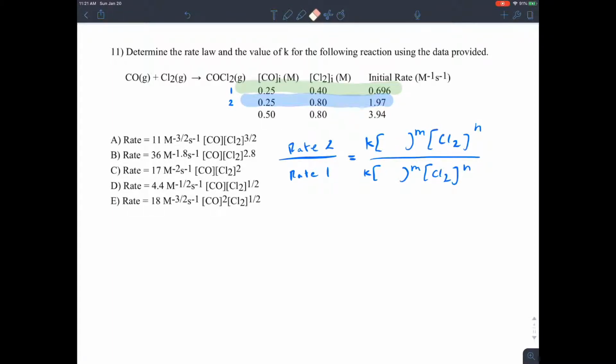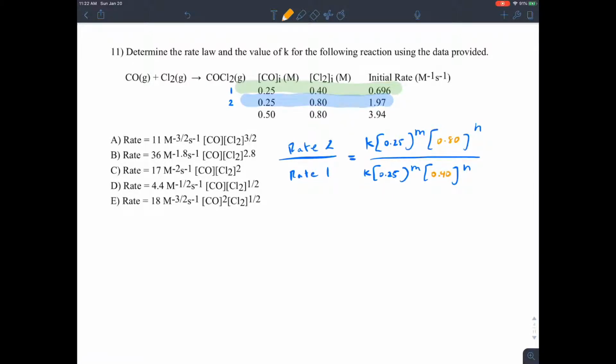So let's get rid of the insides of these. Because the rate orders are equal, well, my carbon monoxide was 0.25 and 0.25 for both, based off experiment 1 and 2. I'm looking at the data right here. Well, let's look at what also happened from experiment 2 to experiment 1, which, since this one's on top, it's going to be 0.80 and 0.40, as we see here.